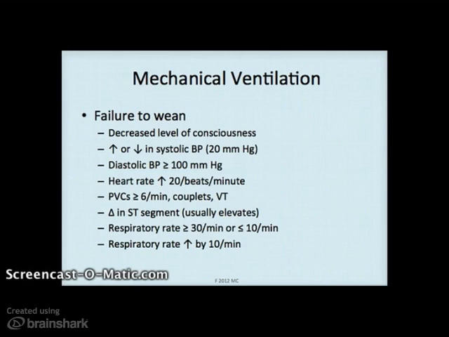If you see a change in the ST segment of the EKG, the ST segment indicates that the patient is not receiving, the myocardium is not receiving enough oxygen. That's an indication that they're not doing well weaning-wise.